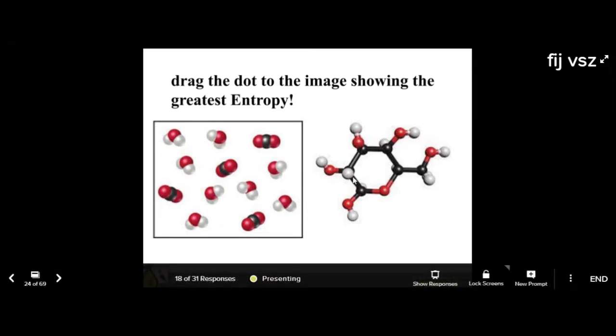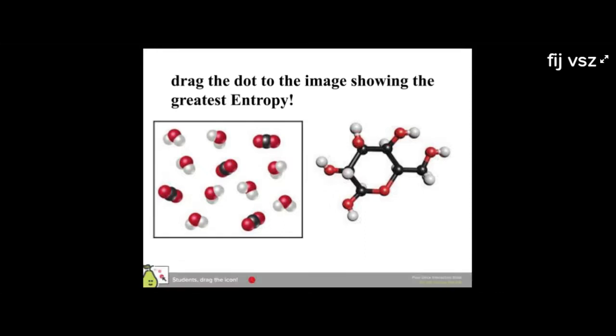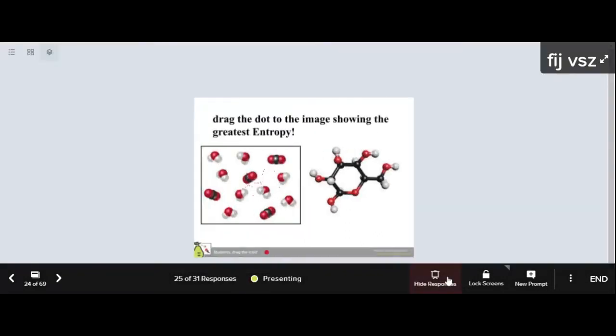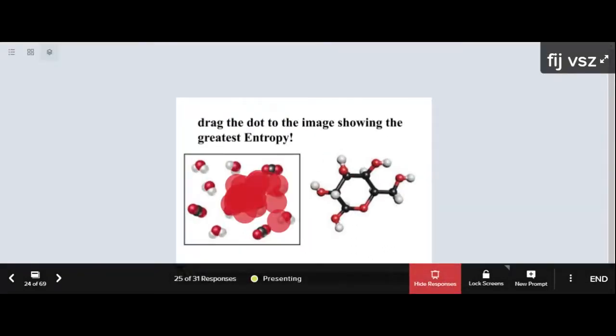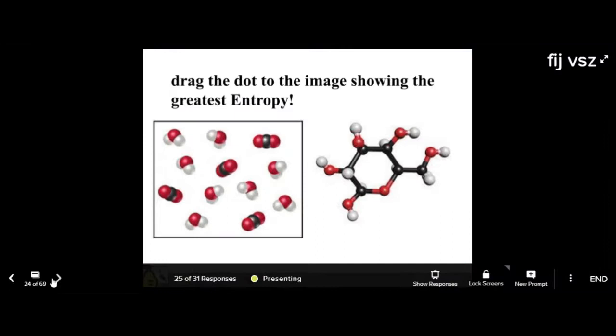This is a glucose molecule over here. This is a bunch of carbon dioxides and water molecules over here on the right. Which one of them is less ordered, less organized, more chaos? Exactly right. Just like the messy bedroom, a whole bunch of little carbon dioxides and waters is much less organized. It has more entropy than the organized, put together, connected glucose molecule. Excellent. All right, keep that in mind as we go on to the next ones.